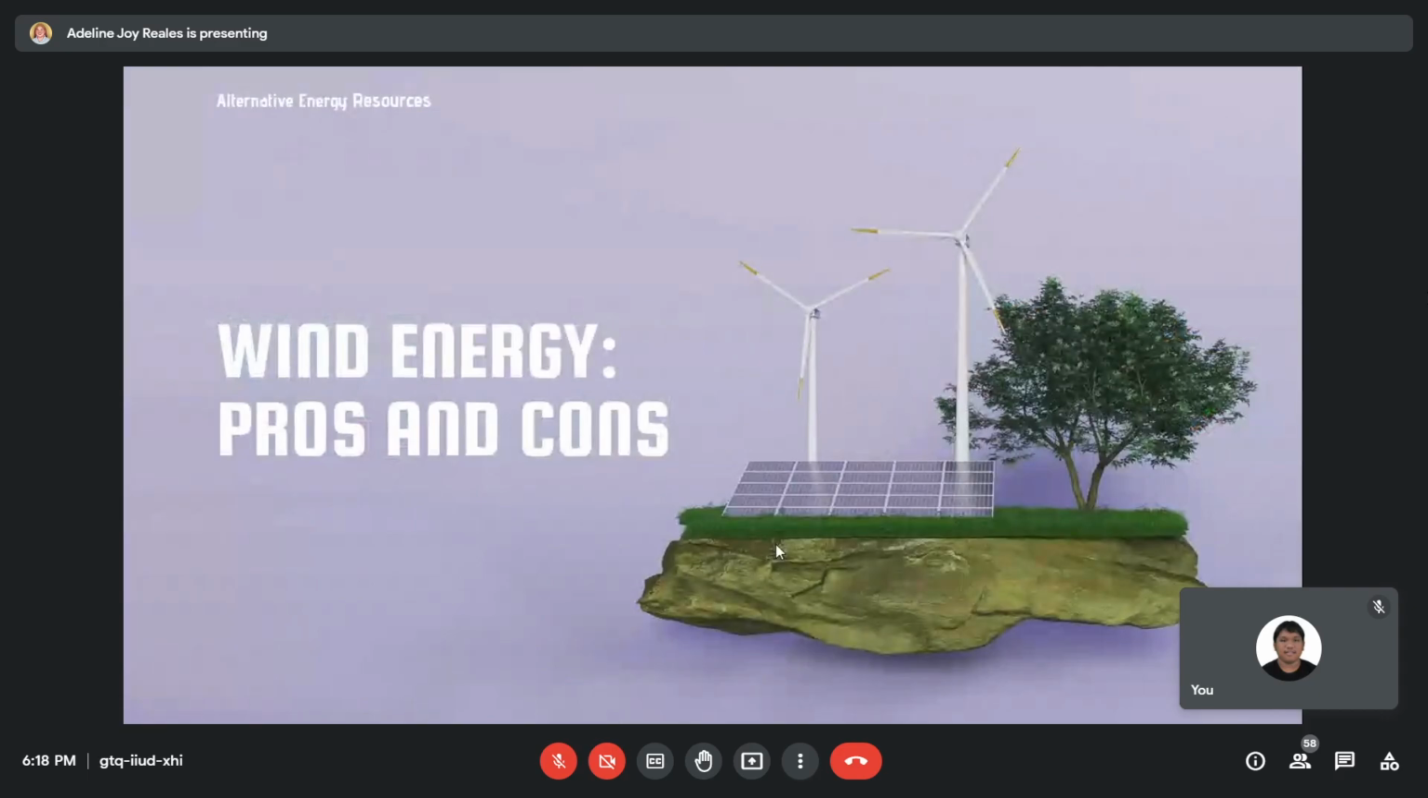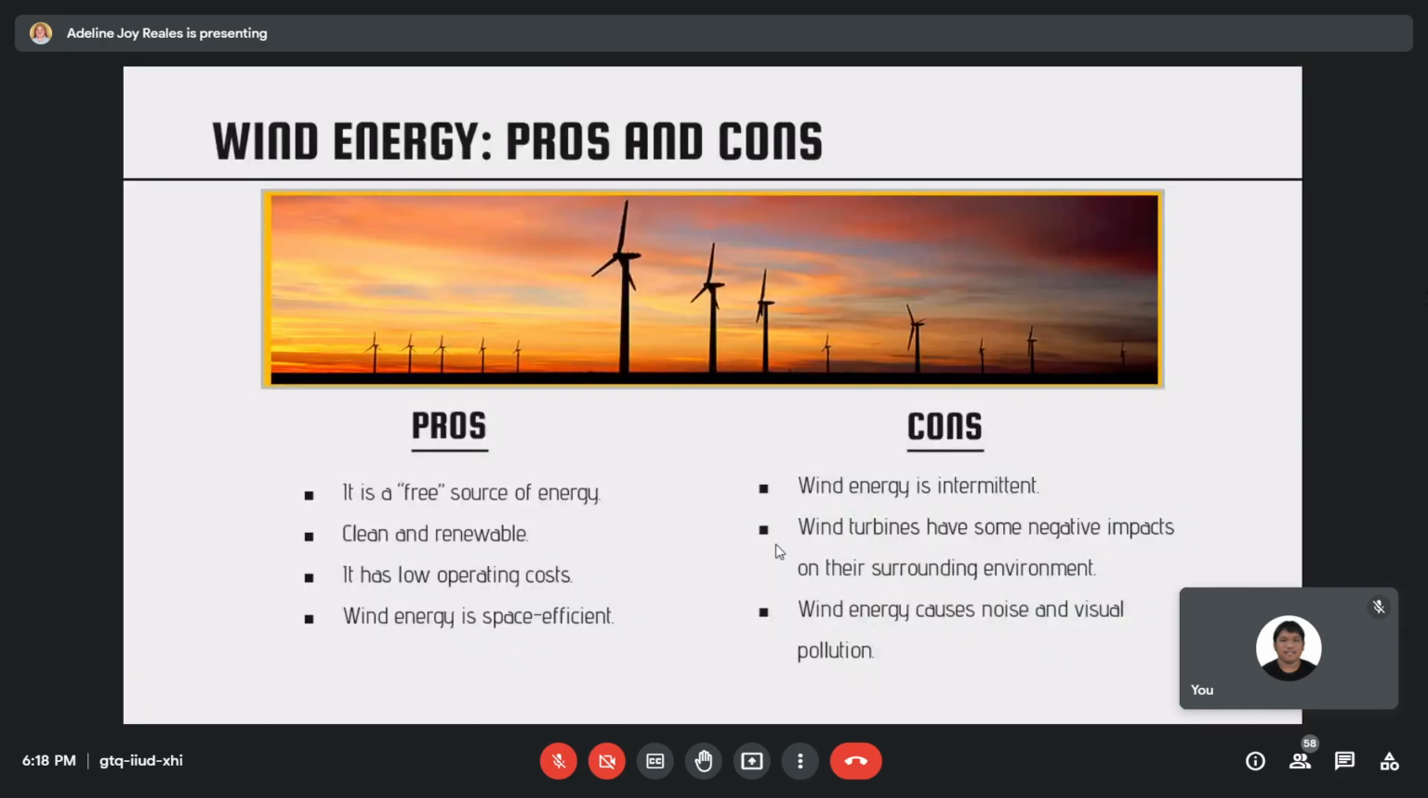Next up, wind energy pros and cons. First, we have the pros. So first, wind energy is a free source of energy. Since wind turbines themselves run strictly on the power of wind generated, it doesn't need to be fueled or connected to power to continue working.